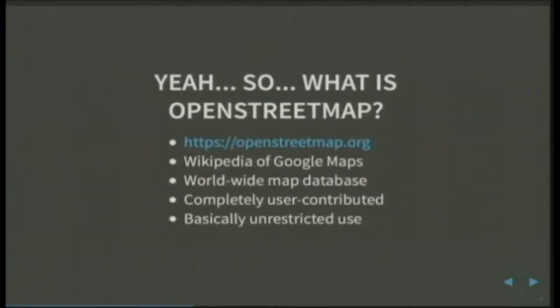So what is it? It's hosted at openstreetmap.org. You could consider it the Wikipedia of Google Maps, in that it's a lot more open, it's user contributed, and it's not hosted by a big corporation. It's got a worldwide map database, and it's mostly unrestricted use. It used to be Creative Commons licensed. Now they have their own license, I forget the name of the license, but it's an open mapping license that they've created specifically for this purpose, which lets you do pretty much what you like.